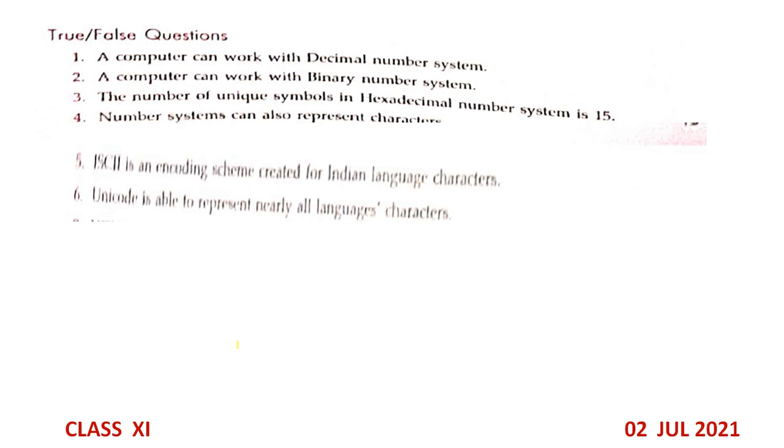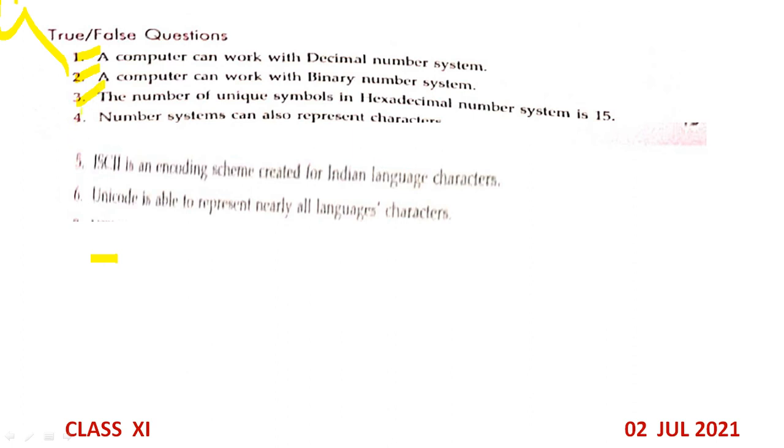Number 1. A computer can work with the decimal number system. It is false because it works with the binary number system. A computer can work with the binary number system is true. So we have discussed that, 1 is over, 2 is over. Now about 3. The number of unique symbols in the hexadecimal number system is 15. No, it is false because the number of unique symbols in hexadecimal is 16, not 15.